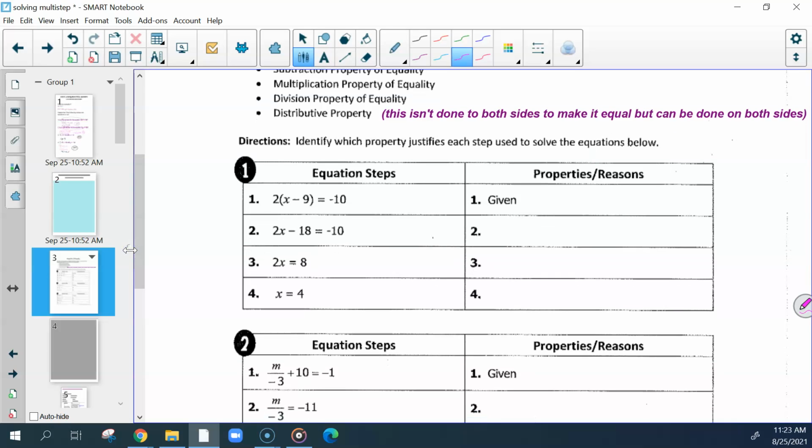So these problems are solved for us. We're just looking at each step: what changed, what happened, what did they do? Step 1 was our given, that was our equation. What changed from step 1 to step 2? What happened, what did they do? Multiply what? 2 times 2x. So they multiplied that 2 to both the x and the negative 9 using the distributive property.